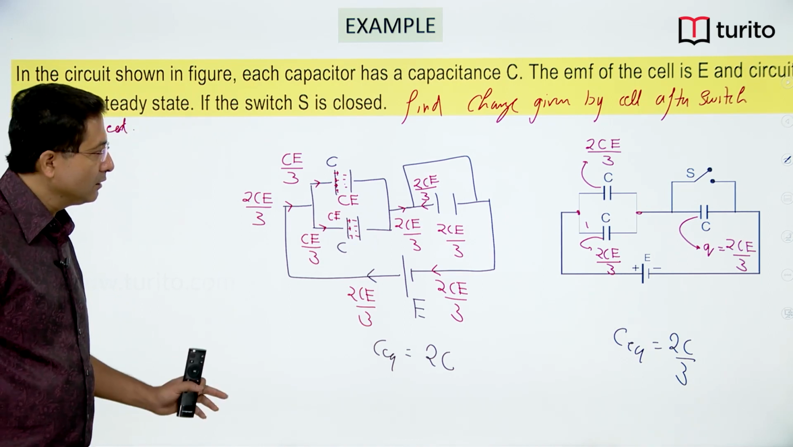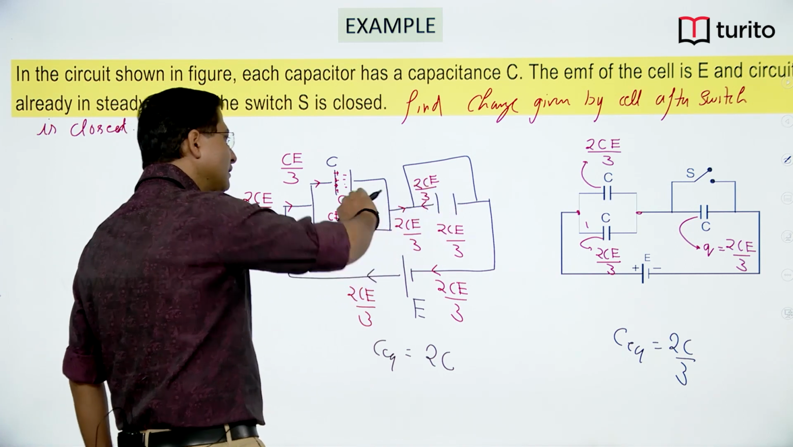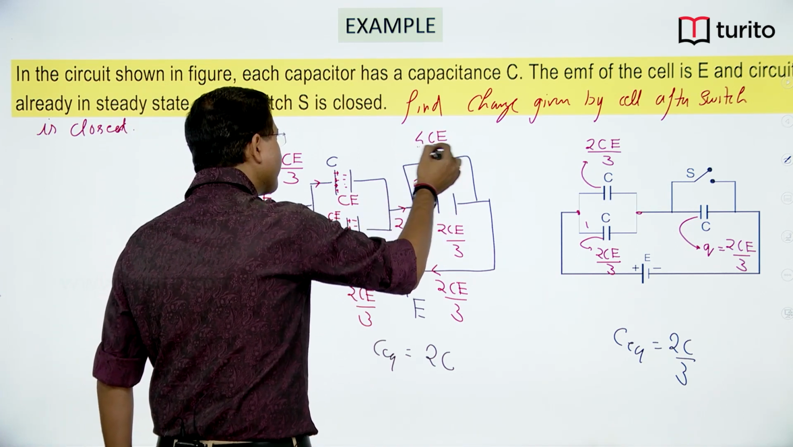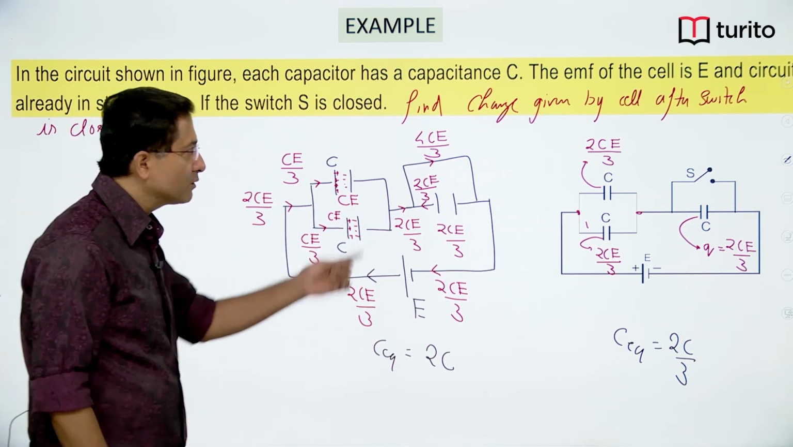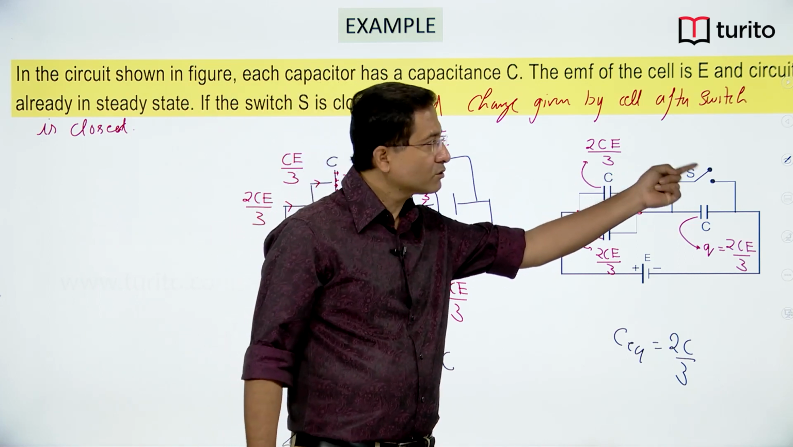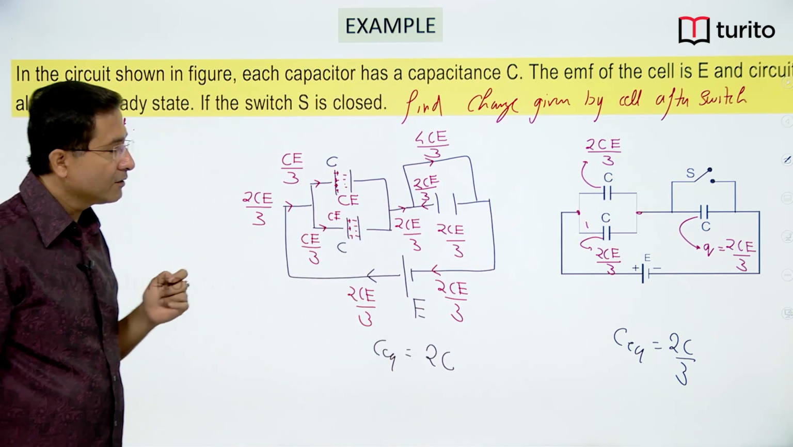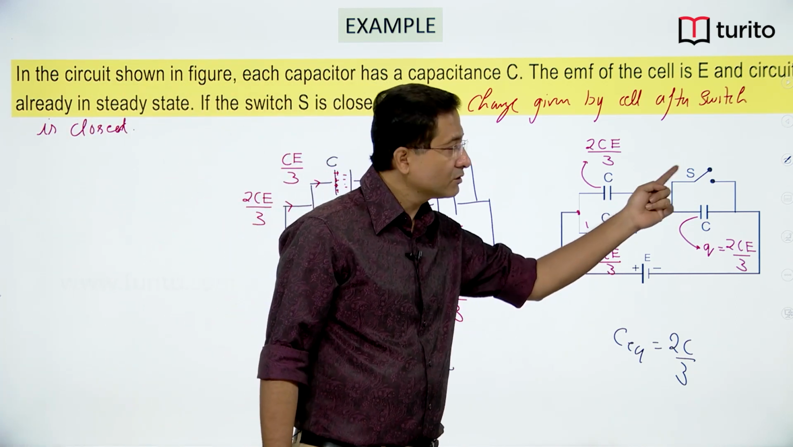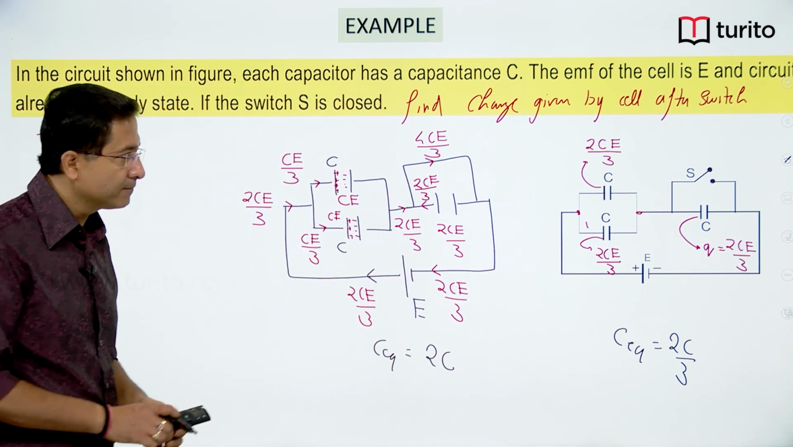Now look at the complete picture. 2CE by 3 and 2CE by 3 will make it 4CE by 3. So if I ask how much charge is flowing through the switch once the switch is closed, that is 4CE by 3. If I ask how much extra charge is flowing through the battery once the switch is closed, that is 2CE by 3, right.